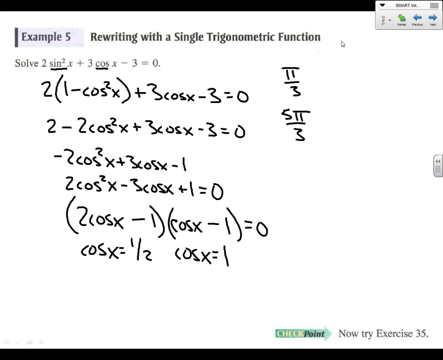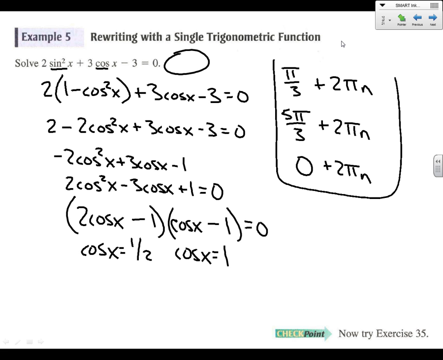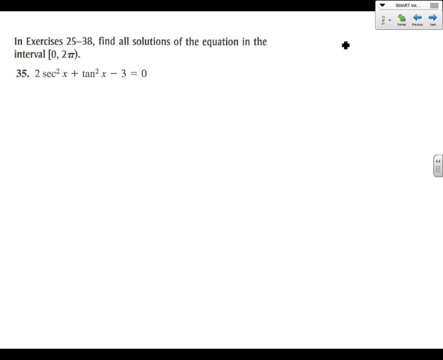You look on your unit circle, where does cosine equal 1? And that's going to happen at 0 degrees or 2 pi. The first one is 0. No restrictions up here, so we have to put the plus 2 pi n on each term. Okay. Your turn on 35.